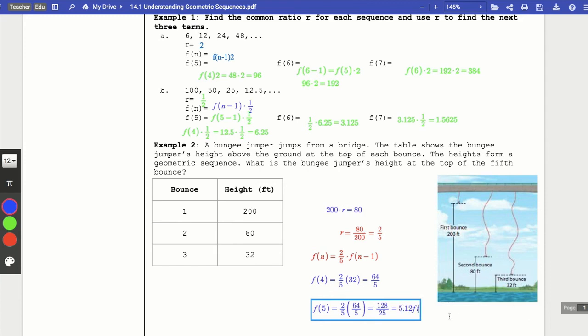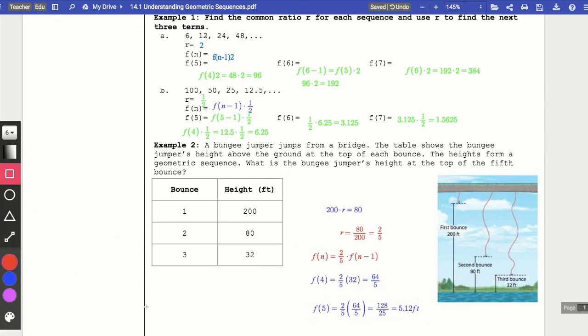So if you think about that in the context of the problem, he's eventually going to hit the ground, right? His bounces are getting shorter and shorter and shorter. So at 5.12 feet, his head is not that far off the ground. I would actually be terrified. All right, and that's our solution.